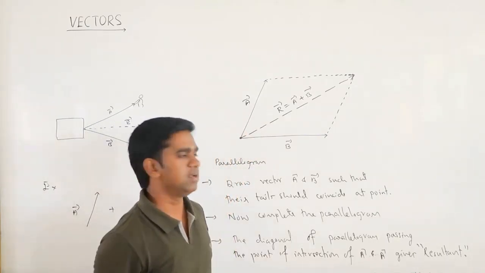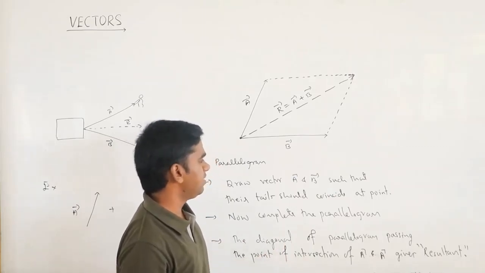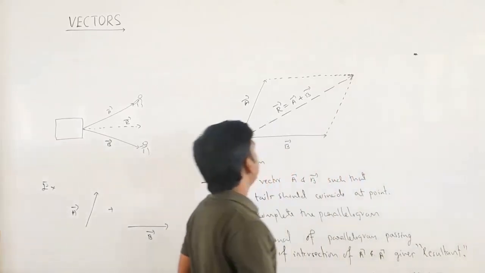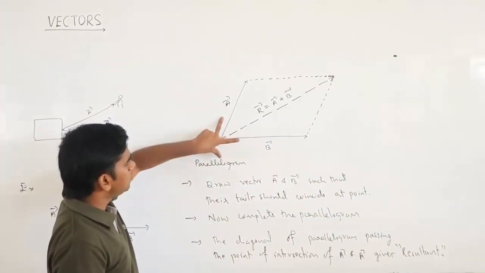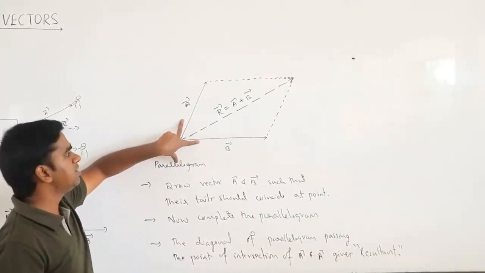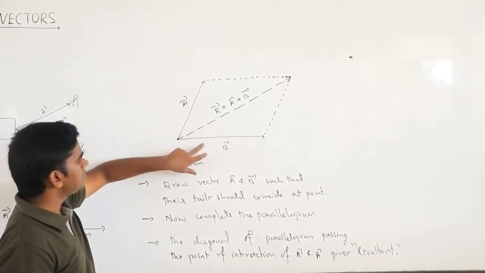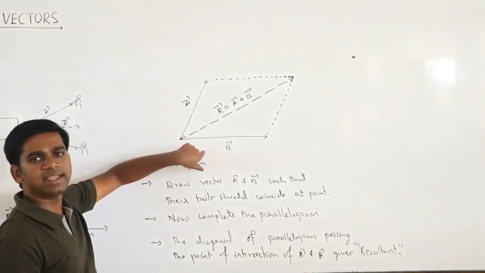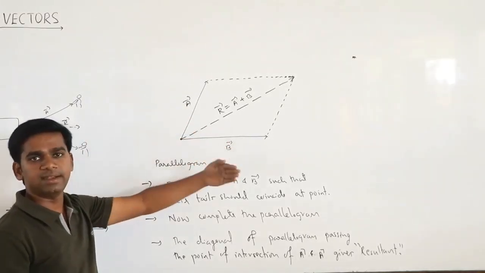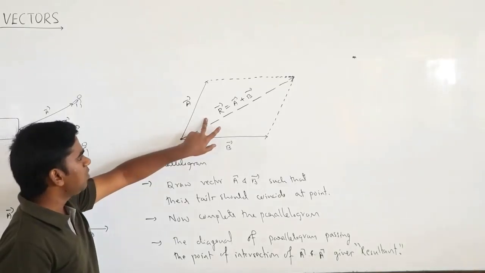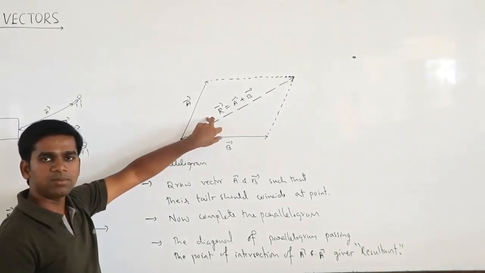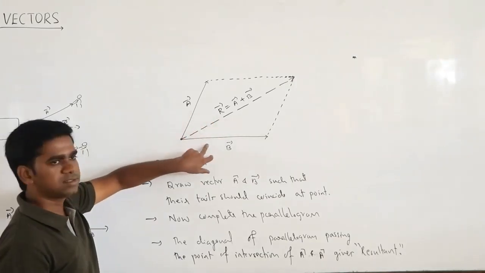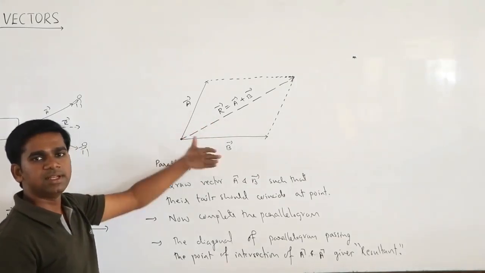Okay, it's very simple. So how can we define this? If any two non-zero vectors are represented as the two adjacent sides of a parallelogram, then the diagonal of the parallelogram which passes through the point of intersection of the two vectors will give you what? Will give you the resultant.